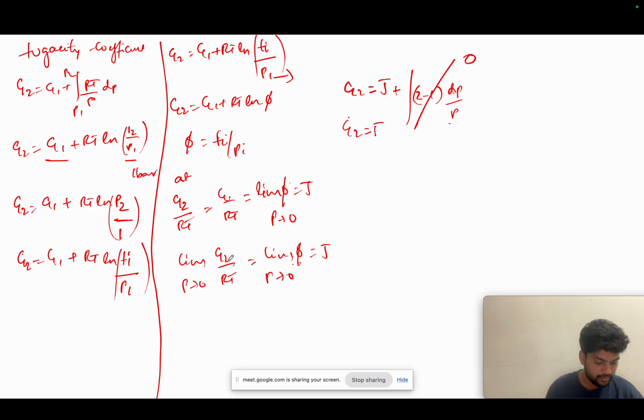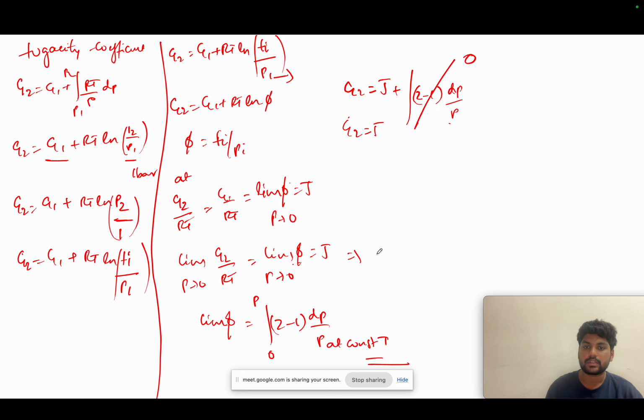So now we know the integral from 0 to P of Z minus 1 dP by P at constant temperature. Any doubts in this? So now the limit as P tends to 0 of phi, which means if it is getting to 0, then we get log phi equal to log 0, it is 1.